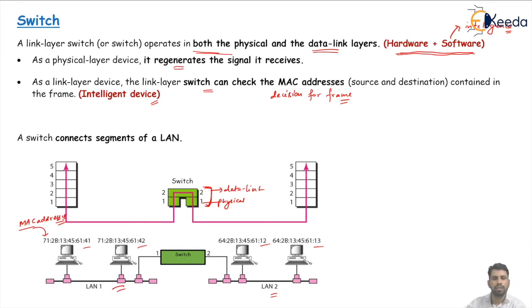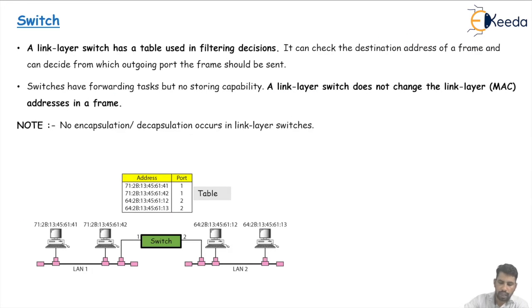Let's see how this works and how the decision by a switch takes place on the basis of the lookup table. A link layer switch has a table with filtering decisions. For example, we want to forward a message from device number 1 to device number 2. Here we have LAN number 1 and LAN number 2, both connected through this switch, and the switch has two ports, port number 1 and port number 2.